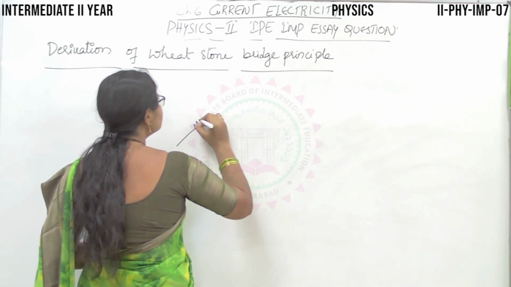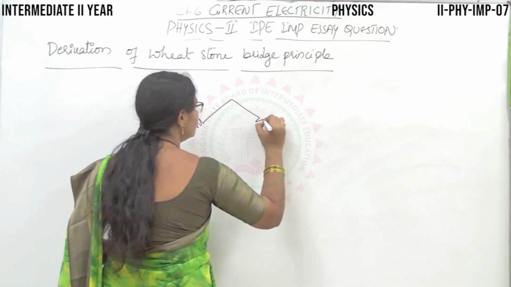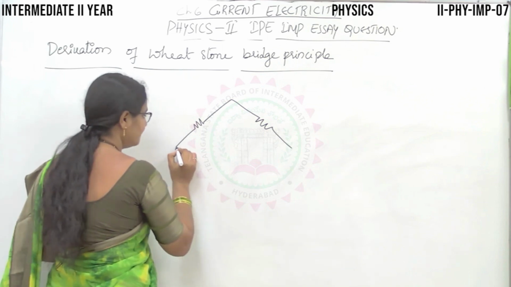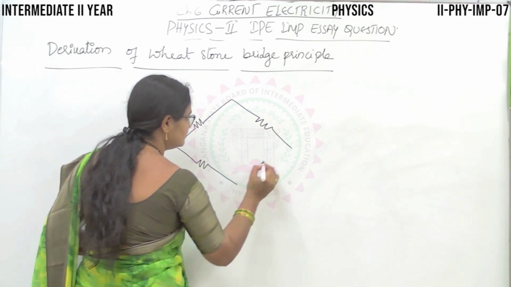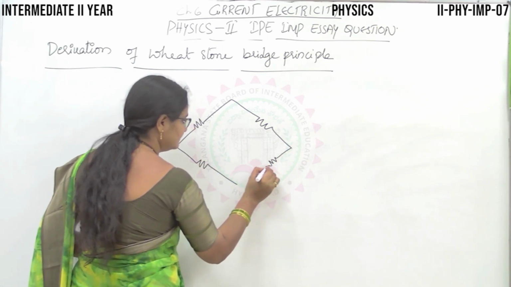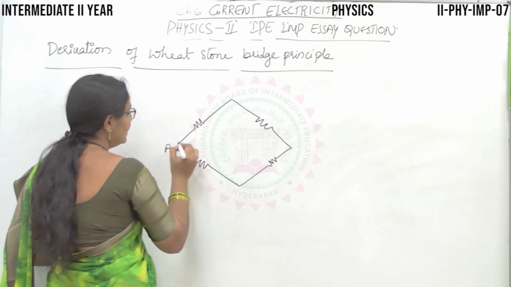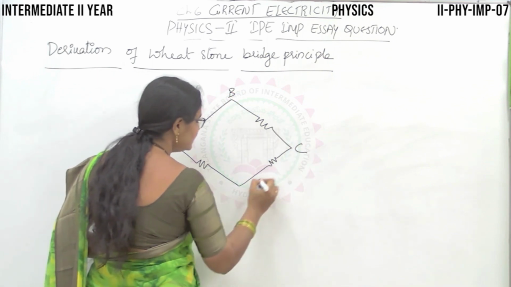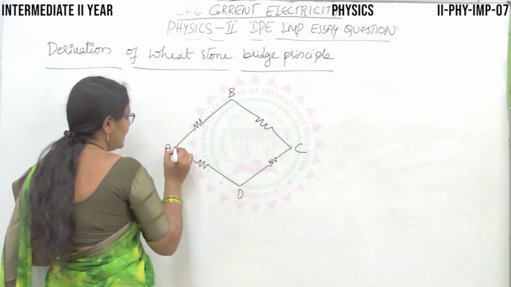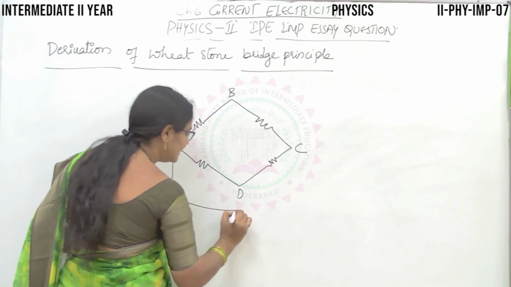For Wheatstone bridge, it consists of 4 arms, A, and let me attach a battery to this.